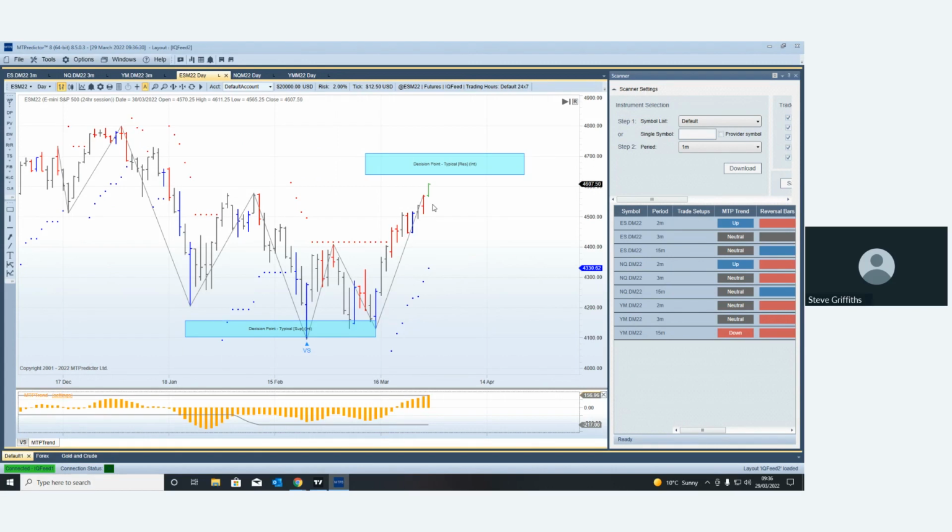Yeah, Tim says optimism on peace talks. Well, maybe. Yeah. Maybe that's the fundamental reason why it's doing what it's doing, my MT Predictor analysis.